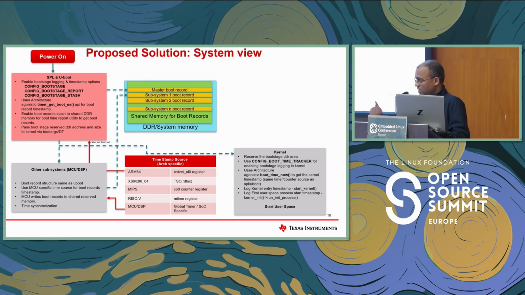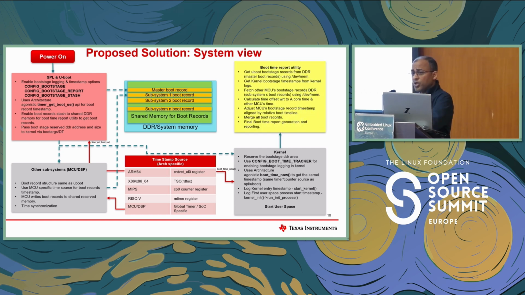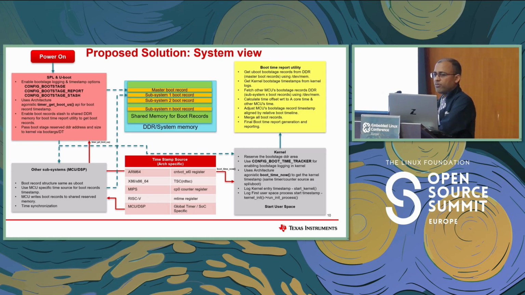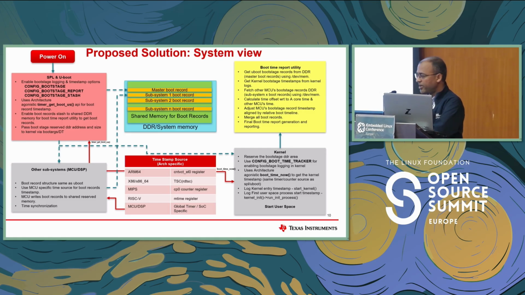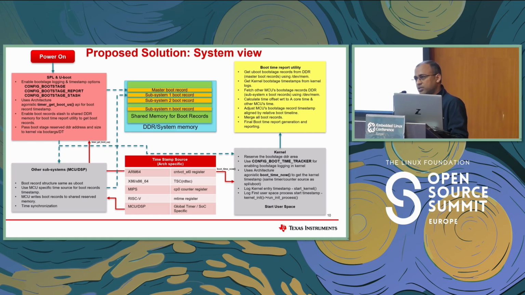Once these are there, these two logs are used by the user space utility. First it will get the boot record data from the DDR using the devmem interface. Also it will get the kernel timestamp from the dmesg logs, and it fetches the boot logs of all the MCUs and subsystems from your shared memory area.